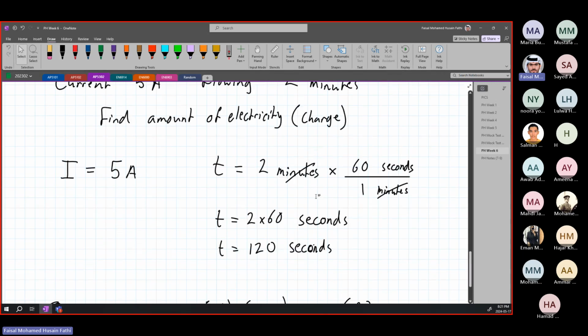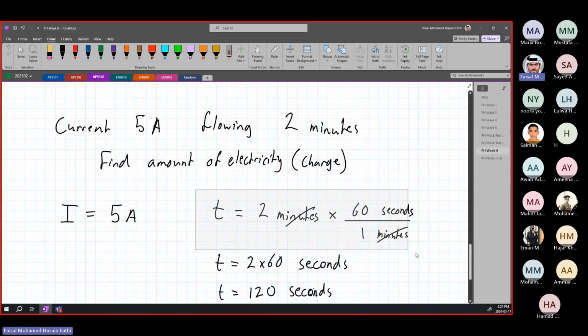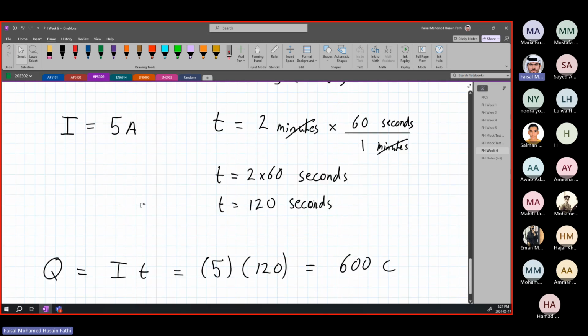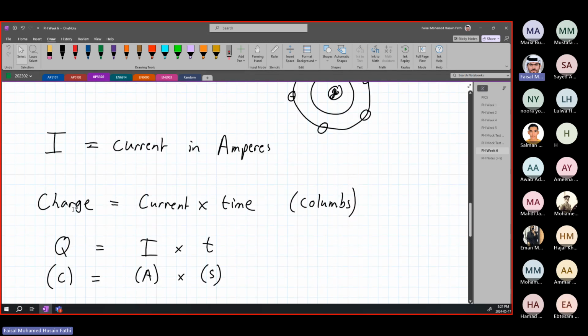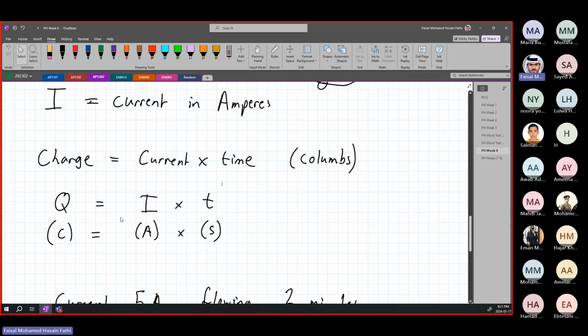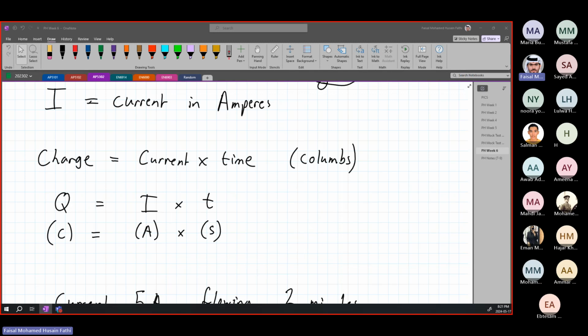Notice the difficult part, or the trick here, is knowing that you have to convert your units. This is a very important thing you need to focus on. And that's pretty much it when it comes to charge. It's just current times time, an equation I'm pretty sure will be provided in the exam, but you need to know the units you're supposed to use so that you can apply it properly.